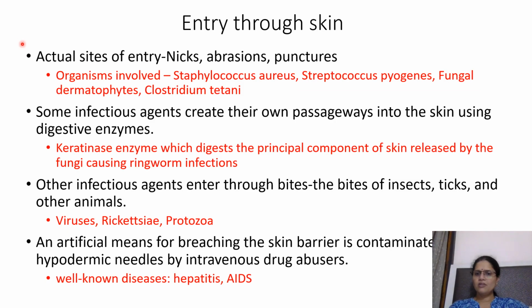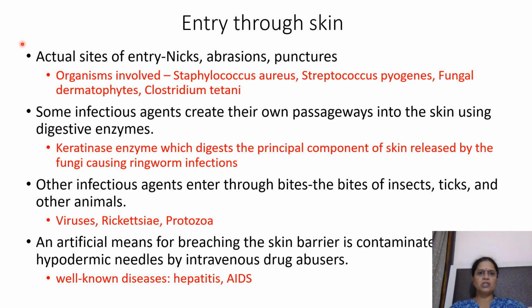Let's first see how the organisms enter through skin. The first entry point. See, usually the smooth, unbroken or undamaged skin will be totally protective. Microbes cannot usually invade such healthy skin. But if there is some kind of a disturbance on the surface of the skin, then organisms can easily enter and cause infection and disease.